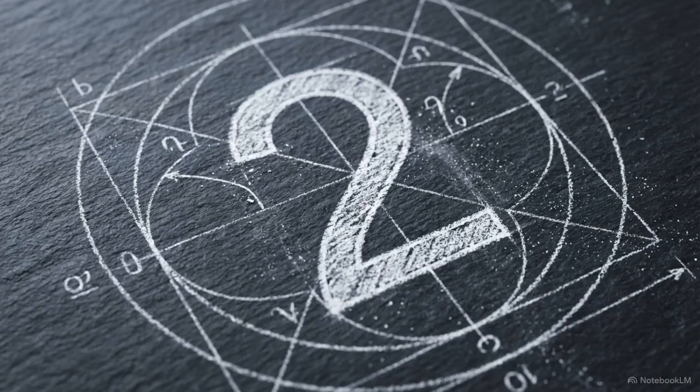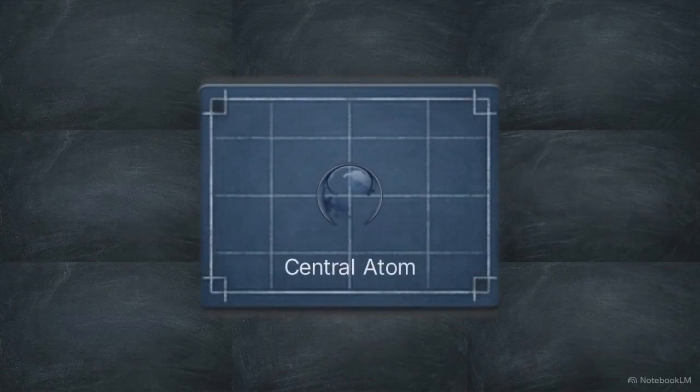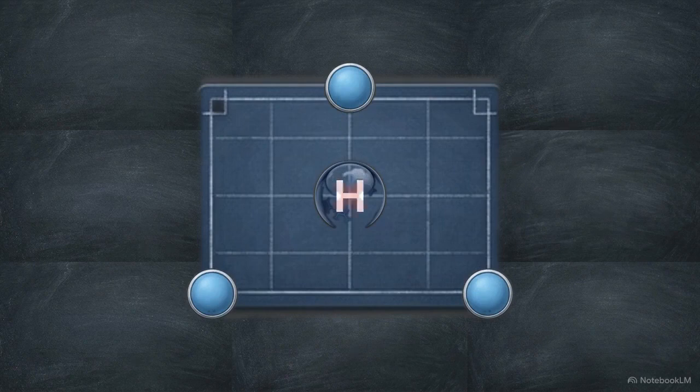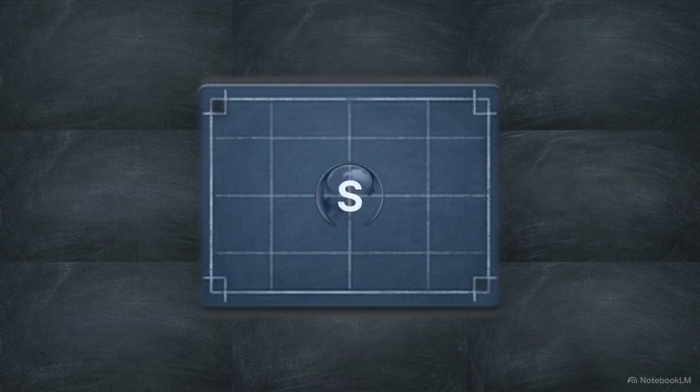Step 2. Arrange the atoms to form a skeleton structure. You need to identify your central atom, which sits in the middle, and the terminal atoms, which surround it. When making this choice, there is one unbreakable rule. Hydrogen is always a terminal atom. It can never be placed in the center. Because of that rule, we place sulfur in the center.